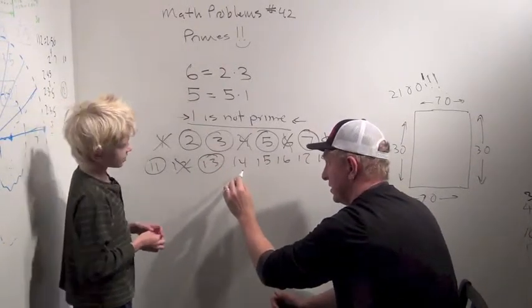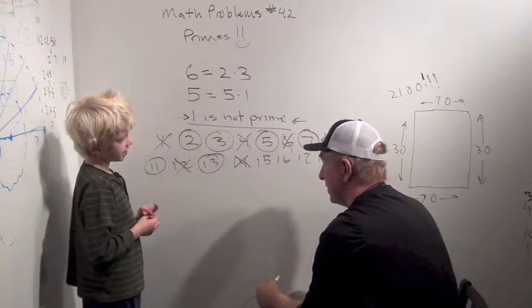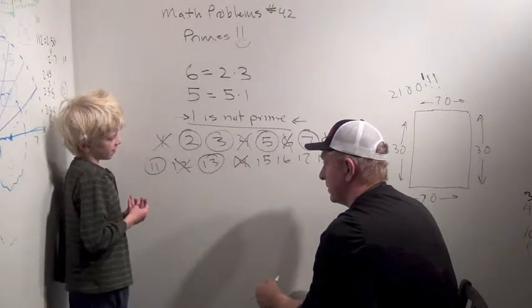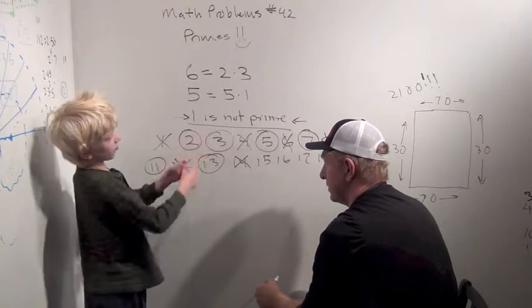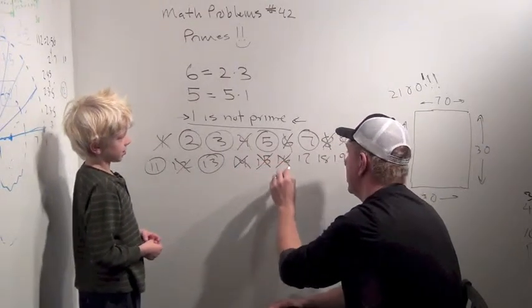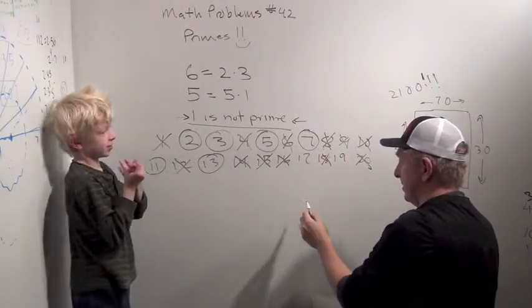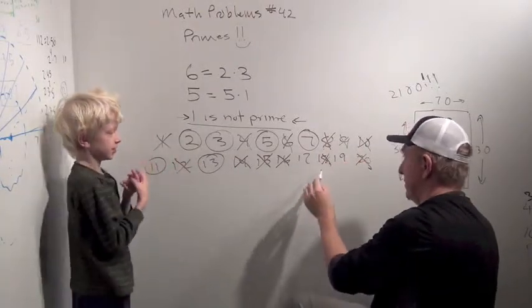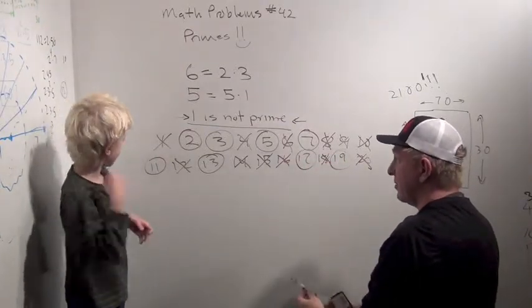14 is 2 times 7. 15? Divisible by 3. 3 times 5. 16? Let me cross out 18 and 22, because they're 2 times 9 and 2 times 11. It turns out 17 and 19 are also prime. So we get a lot of primes in the beginning.